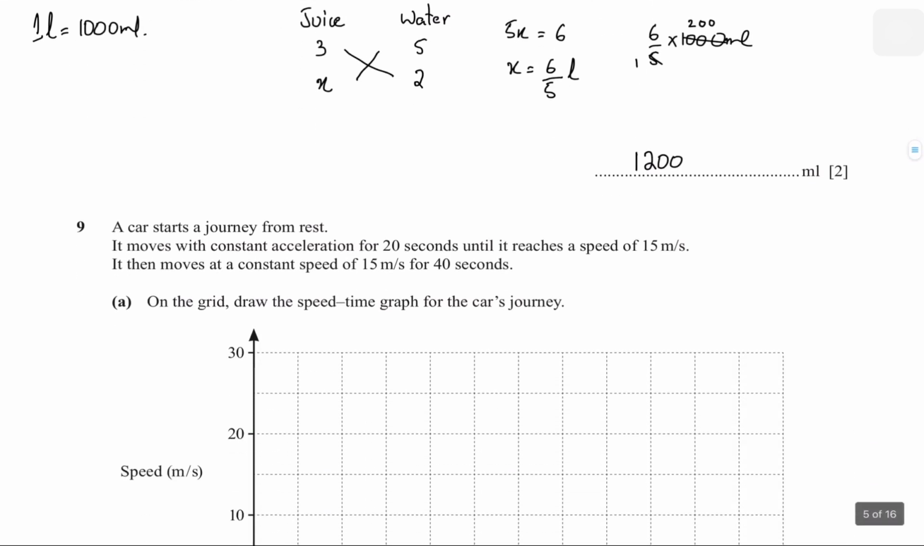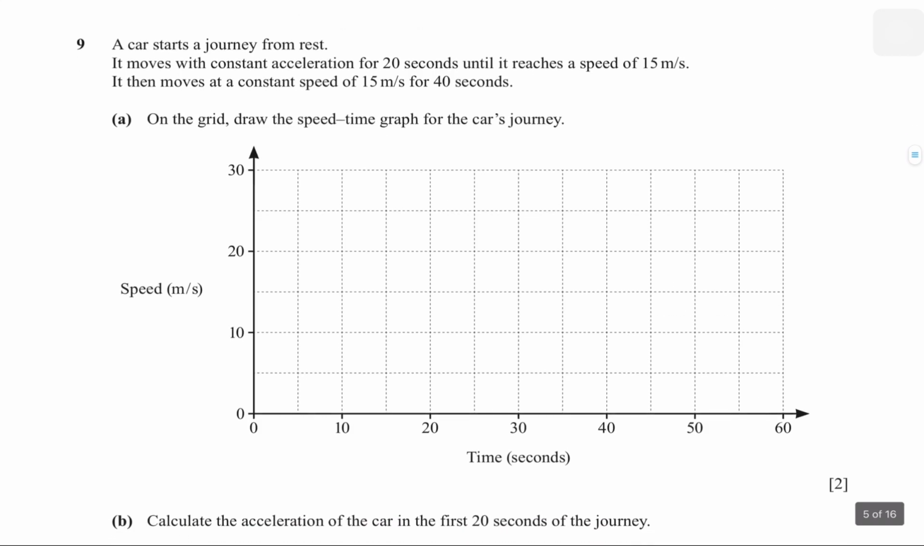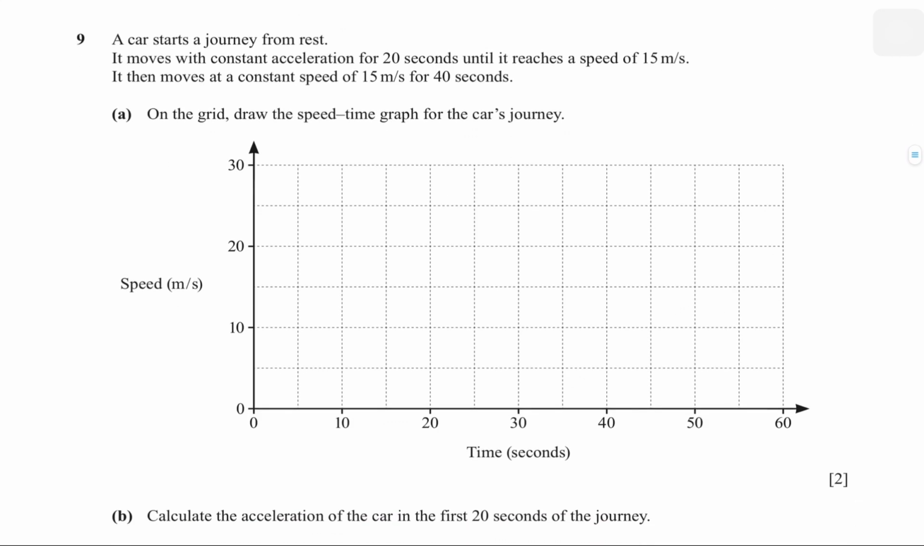Alright, so now we move to question number 9, which by the looks of it is related to kinematics. So let's start reading the question. It says a car starts a journey from rest, so that means the point from where it starts, the speed is going to be 0. It moves with a constant acceleration for 20 seconds until it reaches a speed of 15 meters per second. Okay, so if you look at the graph and if you look at the y-axis where we have speed, so 15 is going to be exactly halfway between 10 and 20.